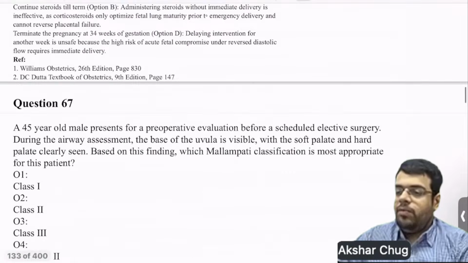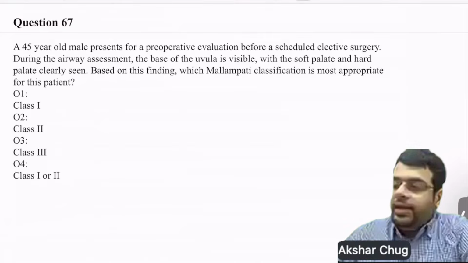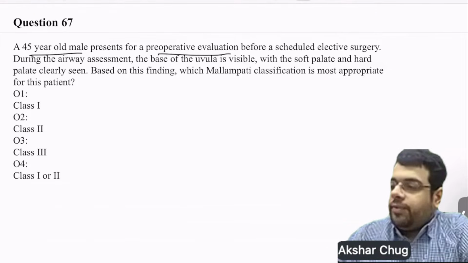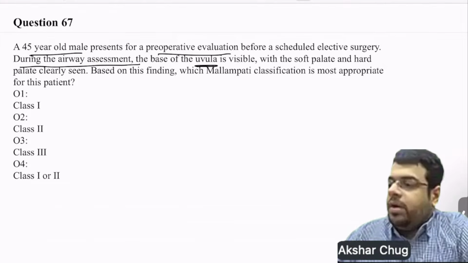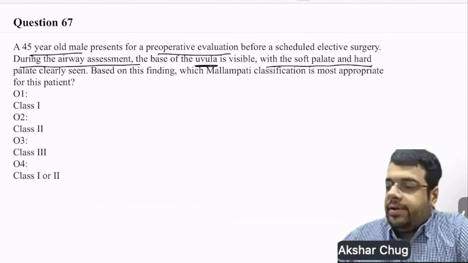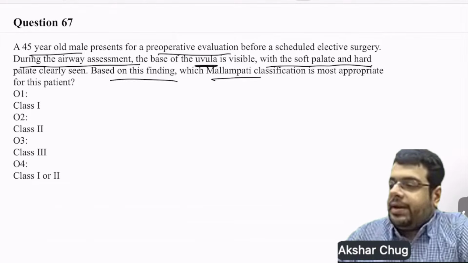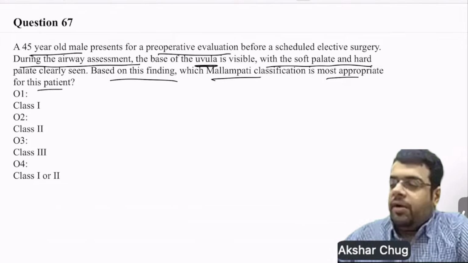Moving on to the next question. 45-year-old male, pre-op evaluation. During the airway assessment, the base of the uvula is visible with the soft palate and the hard palate. Based on the finding, which Mallampati classification is the most appropriate for this patient?